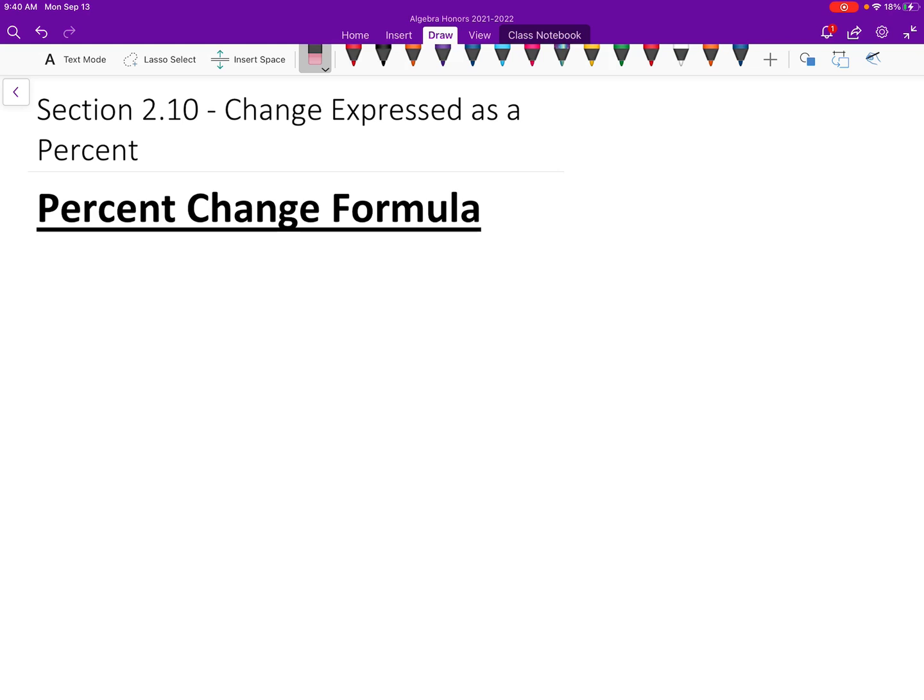We are going to finish up chapter 2 today, and we're going to talk about section 2.10, which is change expressed as a percent. So in other words, we're looking at percent change. So we have a formula for percent of change. And so what we're going to do here is when you have percent of change, you've got a new value and you have an old value or an original value.